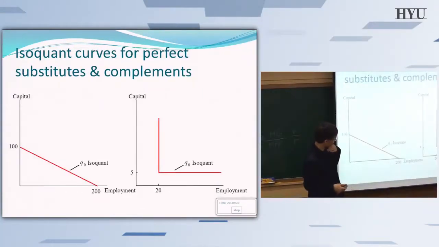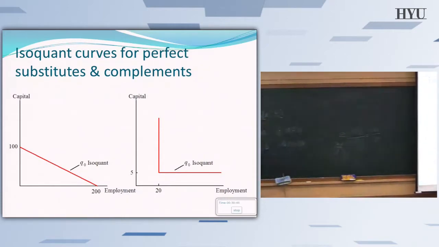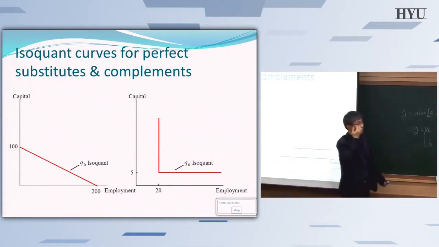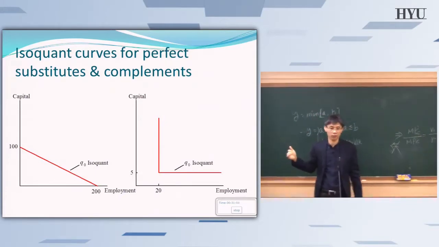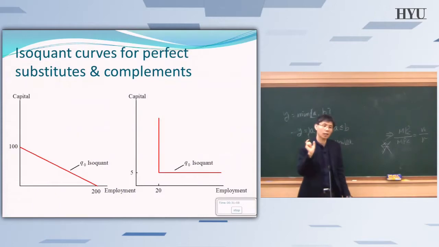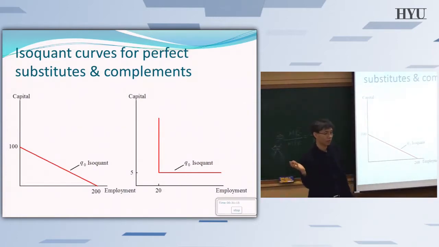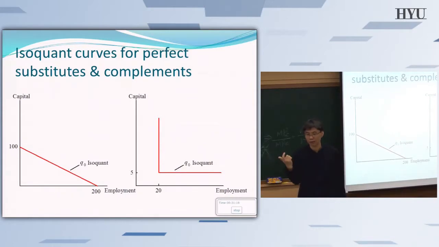And so what you can guess is if those two inputs are more like complements, the shape of the isoquant is going to look more like an L shape. If they are more like substitutes, then the shape is going to look more like a straight line. So how curved the isoquant is tells you what kind of relationship these two inputs are likely to have. If the curve is more like L, then those two are very close to perfect complements. And a straight line, more likely perfect substitutes.